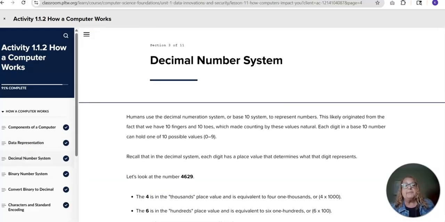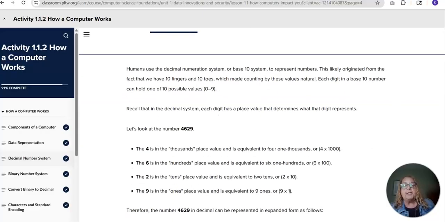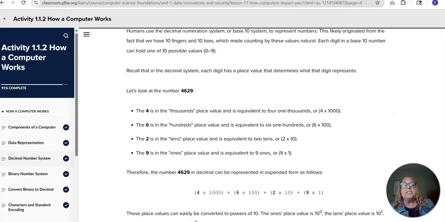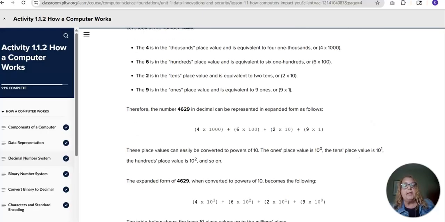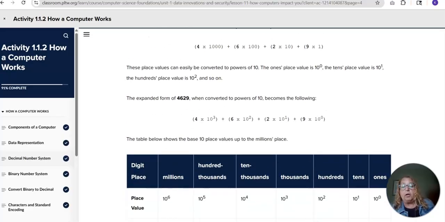Now we're actually getting to some nitty gritty. Humans use the decimal numeric system, or base 10 system, to represent numbers. So let's look at the number 4629. 4 is in the thousands place, 6 is in the hundreds, 2 is in the tens, and 9 is in the ones. So the number 4629 is 4 times 1,000, 6 times 100, 2 times 10, and 9 times 1. These place values can easily be converted to powers of 10, and they explain how that works.